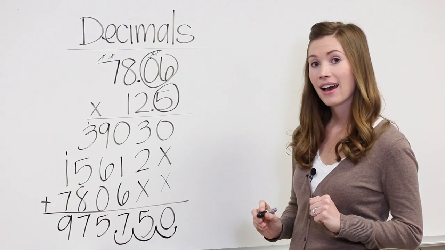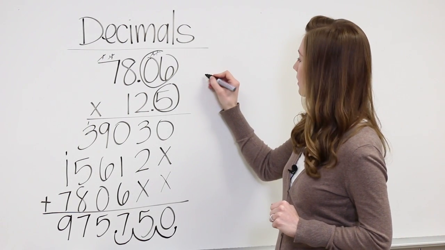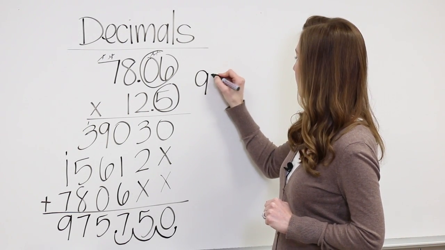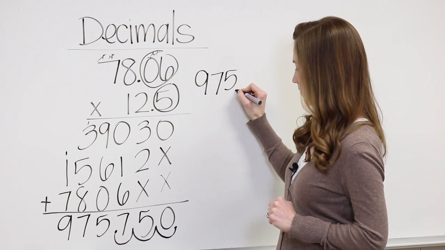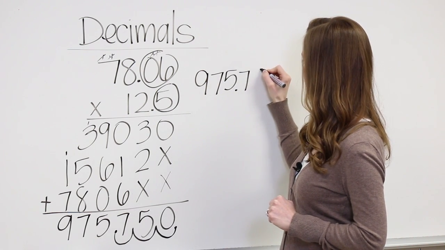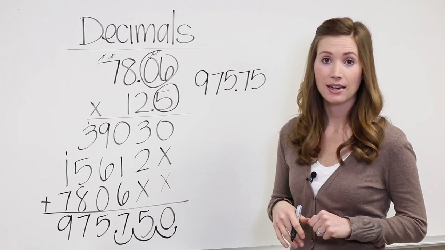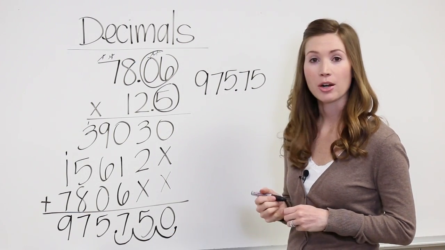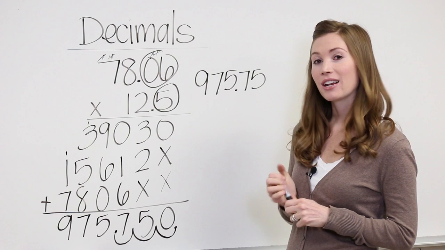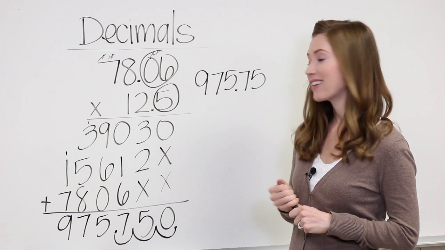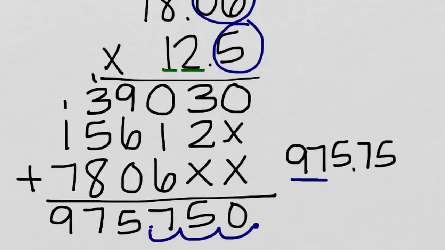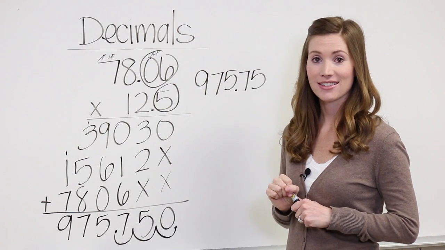Let's rewrite our final product. I'm going to drop the 0 because we don't need it. It's not going to change our final product. Let's read our final product together. 975 and 75/100. Great job.